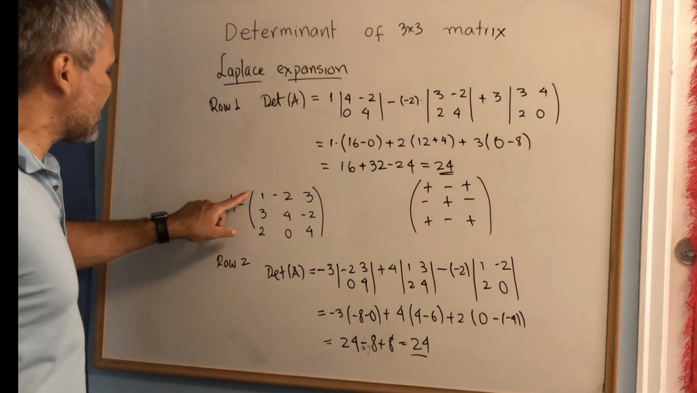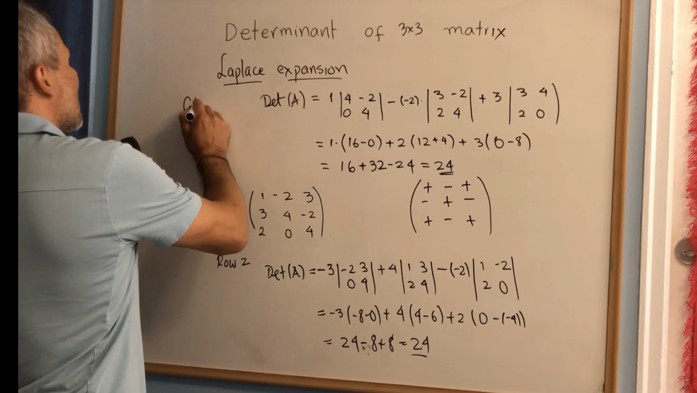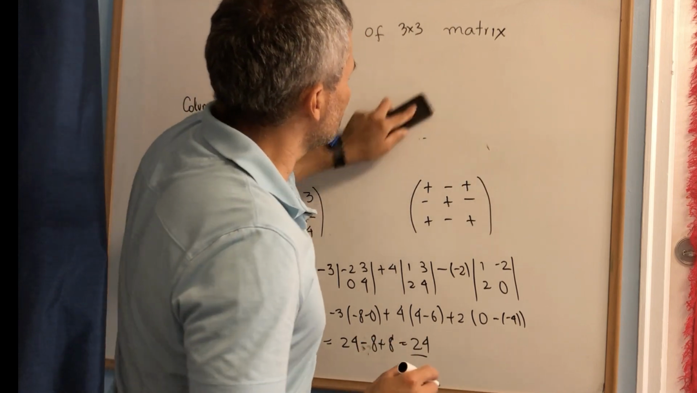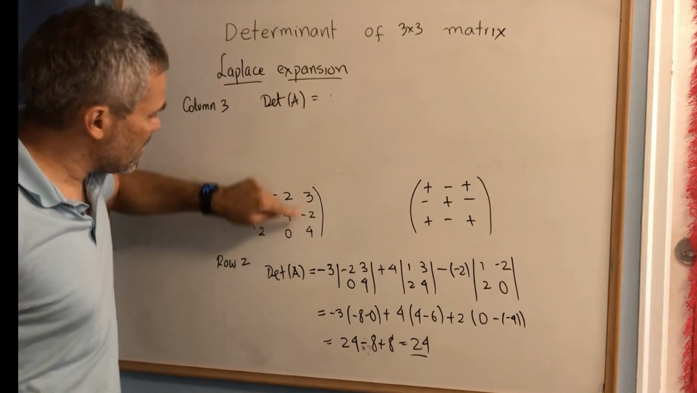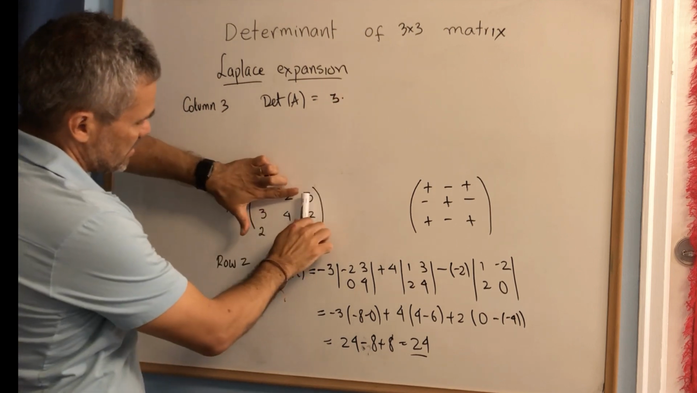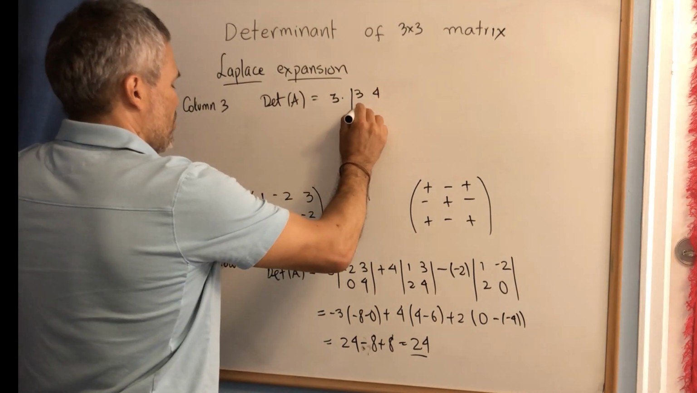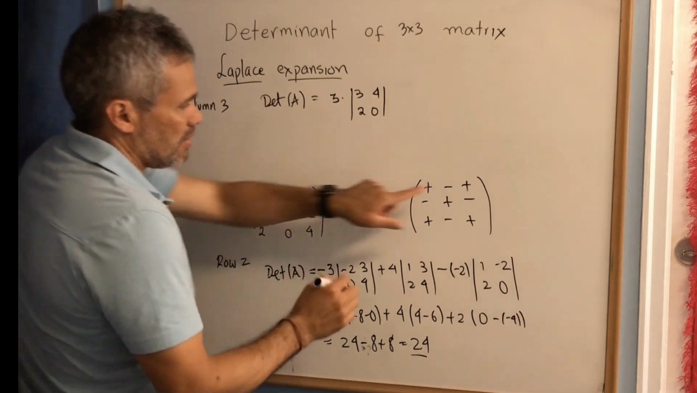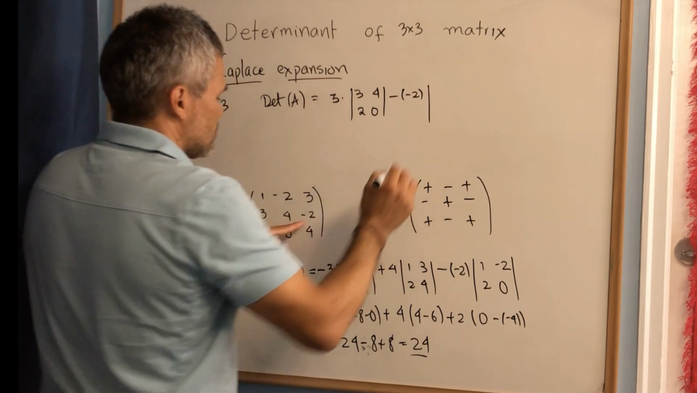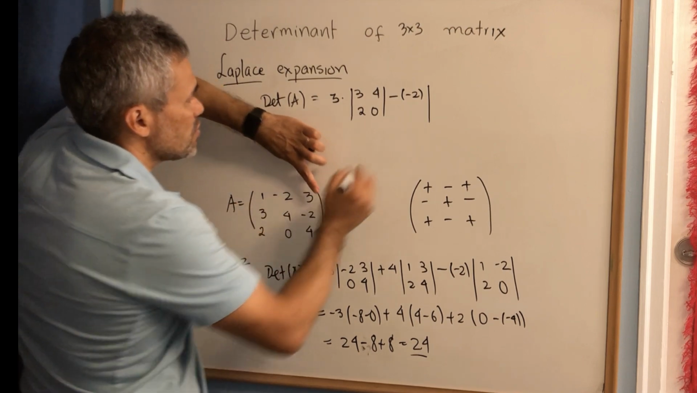Let's see what happens if we pick the third column. Then the determinant of A is going to be equal to, we're going to select the third column. Then this entry goes with a plus, and we do plus 3 times this determinant of this matrix, 3, 4, 2, 0, and then a minus, and then the value of the entry, which is negative 2, times, and I remove this row and this column, I get 1, negative 2, 2, 0.